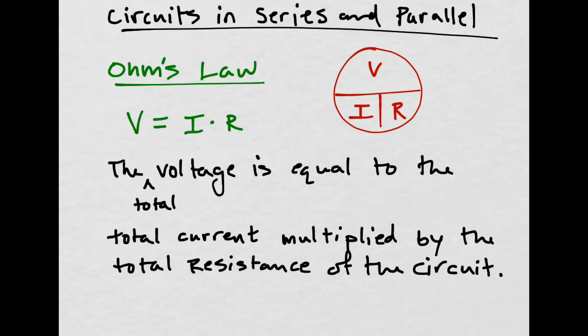So if we are solving for V, then you cover up V, and you have I times R. That's pretty sweet. What about if you're solving for I? Then you cover up I, and you have V divided by R, because it's over. And if you're solving for R, the resistance, then you have V divided by I. That's just the easy way to remember it.